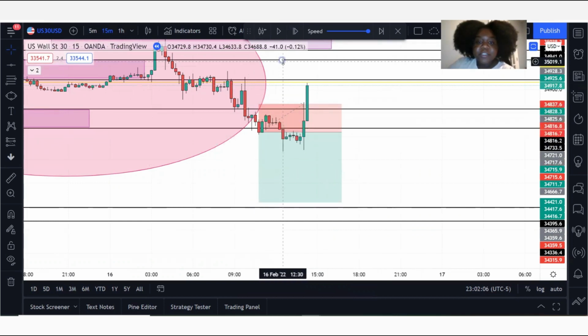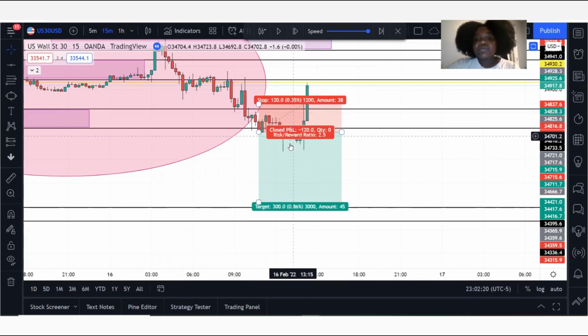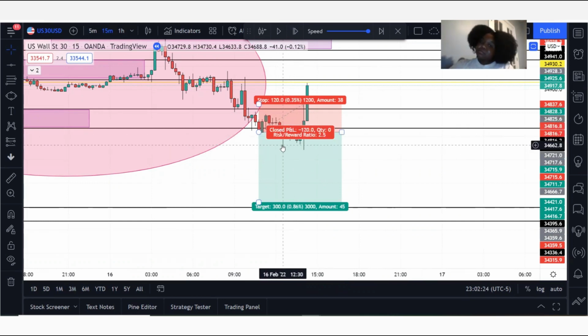This candle right here broke on the downside too. Like the body of the candle is not even in my trade or whatever. Though I probably would have been hesitant about it too because it has a really long wick right here.